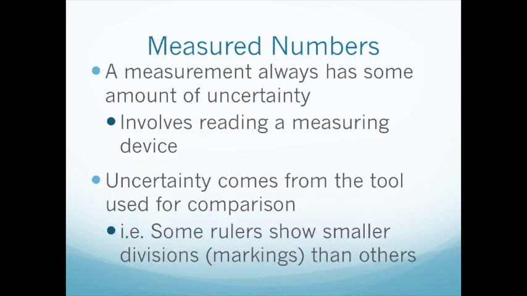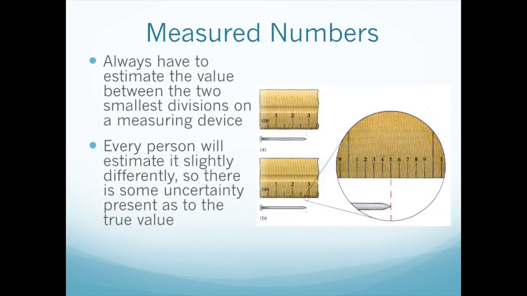Measured numbers always have uncertainty because they involve the reading of a measuring device, and your eyes have to guess what the number actually is. There's also uncertainty built into the tool because nothing is perfect. Some tools are more precise than others because they have smaller markings, such as these 2 rulers. You have to guess the value between the 2 smallest divisions on a measuring device. Each person will estimate it slightly differently, and this introduces a distribution of results.